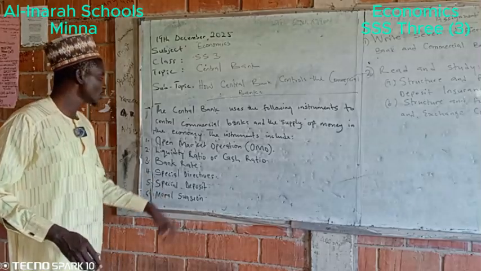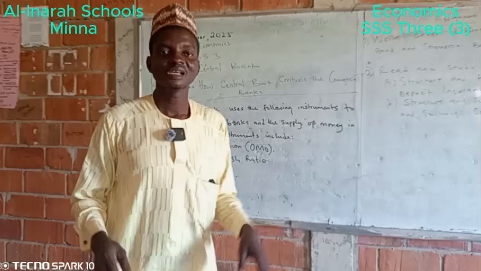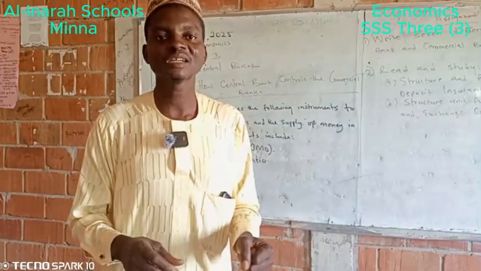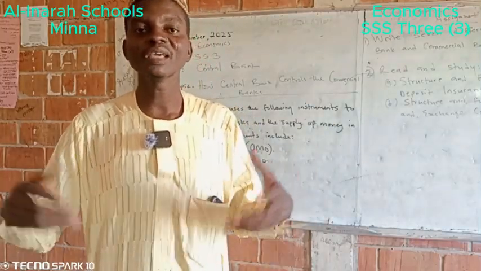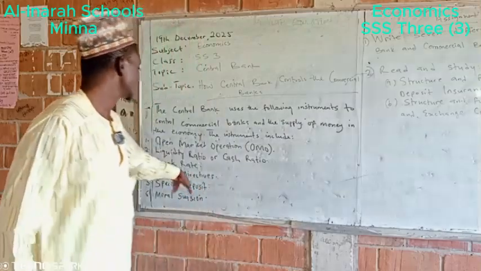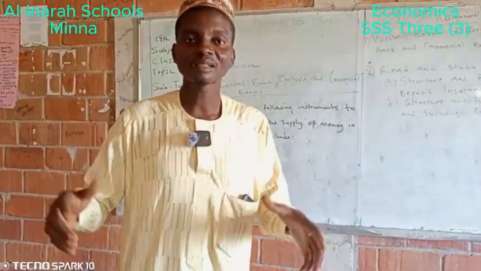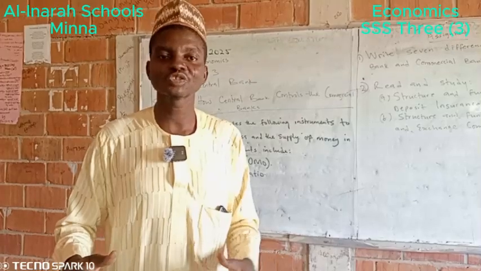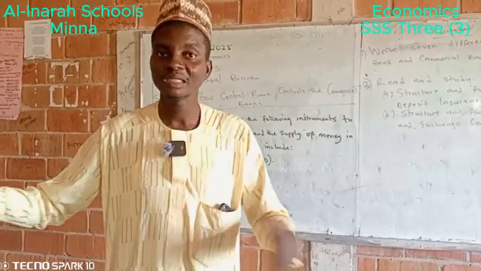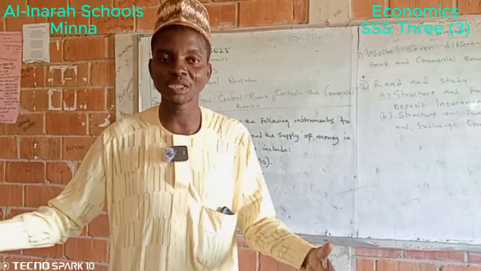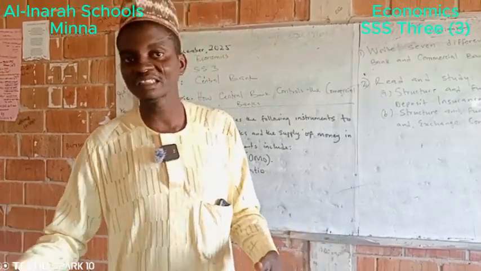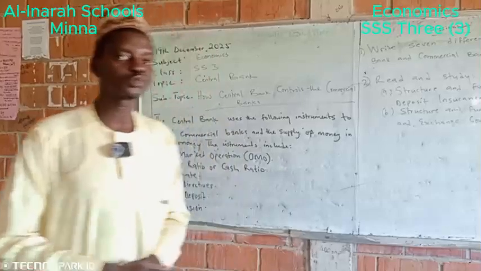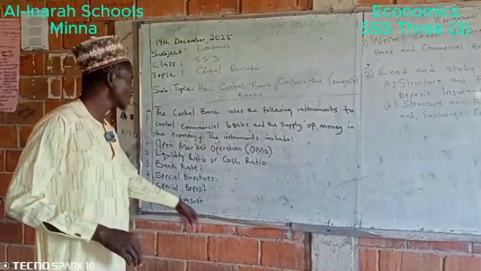The fifth one is special deposits. One of the ways central bank will use to control the commercial banks to affect or influence the economy is through special deposit. The central bank might say between now and the middle of 2026, all the commercial banks should keep a special deposit of, let's say, 20 billion, 25 billion, 30 billion. That will be one of the strategies to either increase the volume of money in circulation or in order to reduce it.